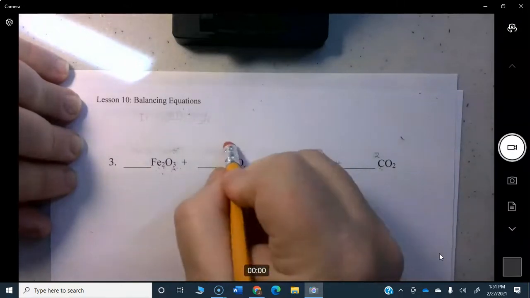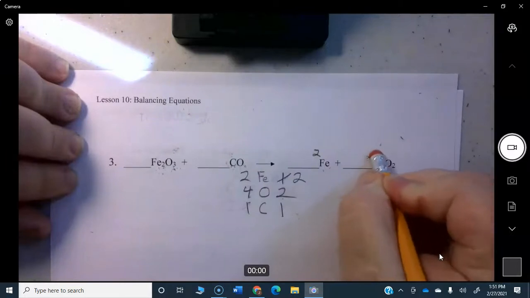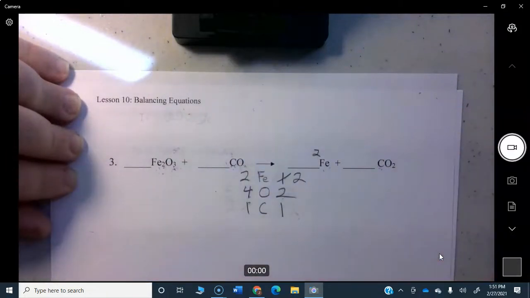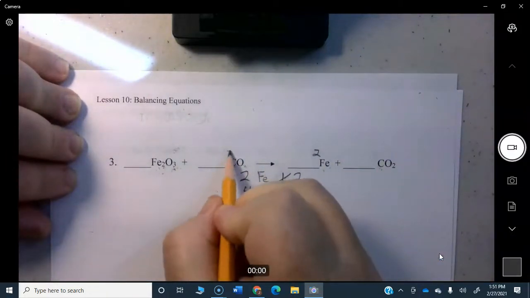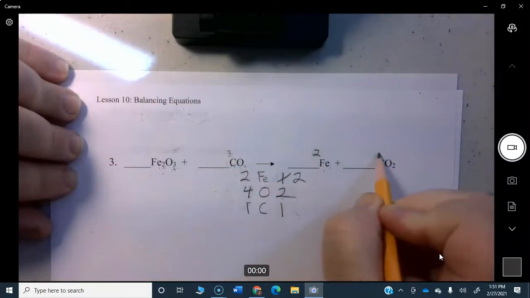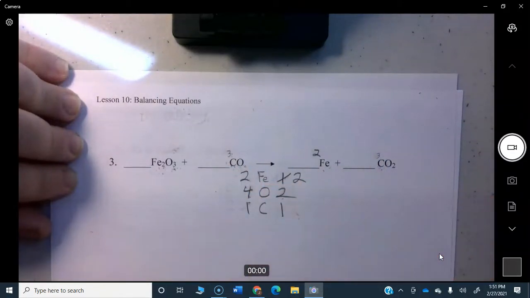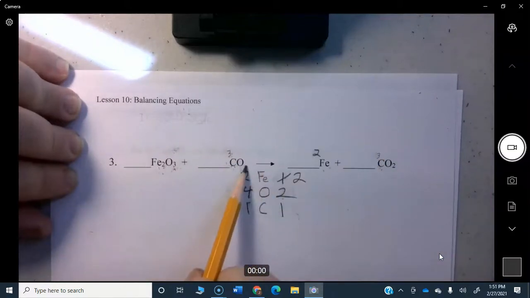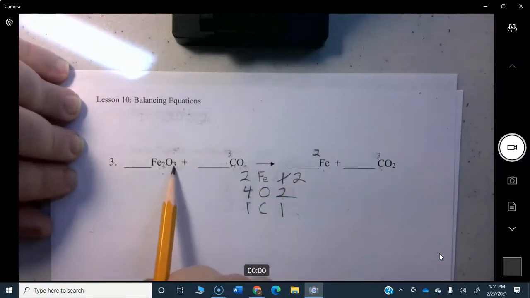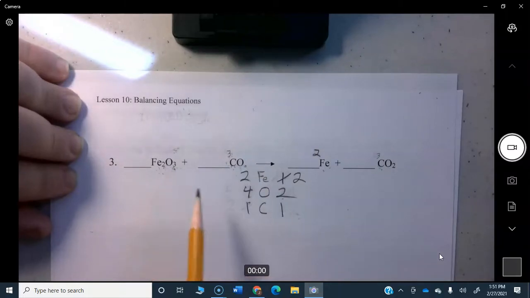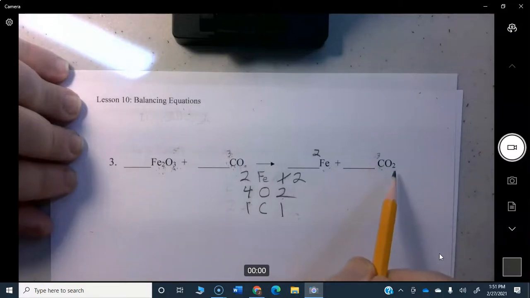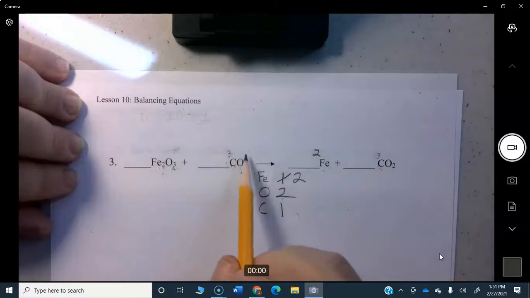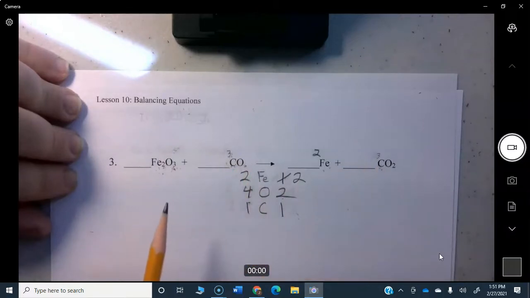Okay, so let's go ahead and erase that. Let's try 3. Okay, so I'm going to put a 3 here, and if that's a 3, then this has to be a 3 in order to keep carbon in balance. So let's see what I have here now. I have 3 times 1 is 3, plus 3 more. So 3 plus 3 is 6 for oxygen on the left side. On the right side, it's 3 times 2 is 6. So that balances. So then this is the correct number, is 3.